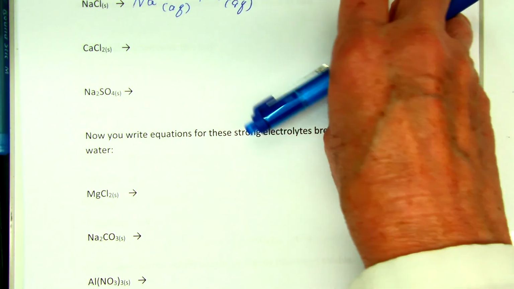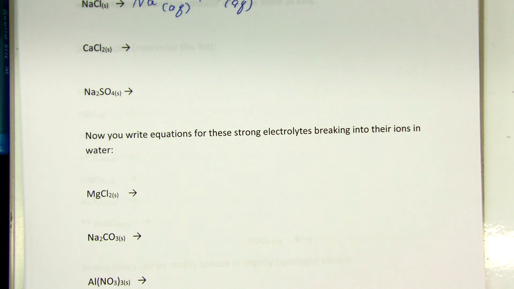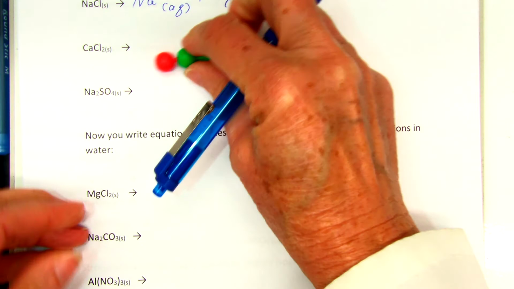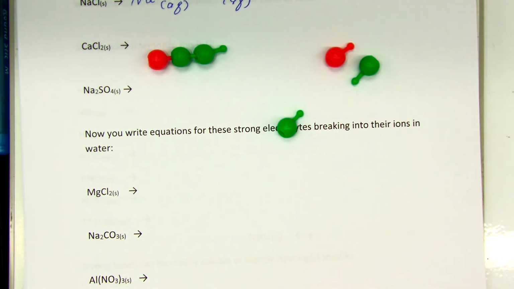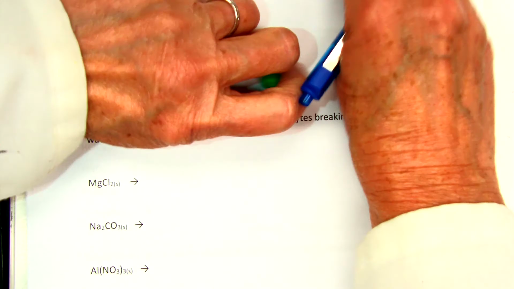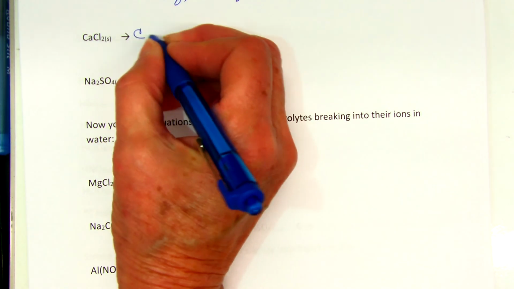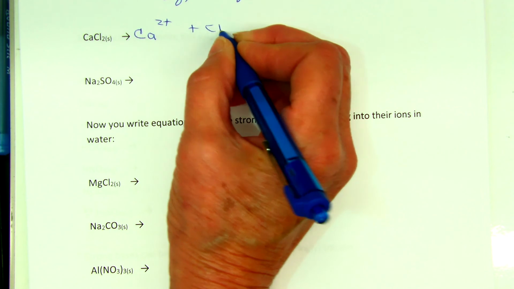Calcium chloride does the same kind of thing, though it's a different formula. If we think of this as calcium chloride, where I'm going to represent the calcium with red, and there are 2 chloride ions, what we see when we look in the beaker, again, is not calcium chloride. It's not sitting there all hooked together. We see a calcium ion and 2 chloride ions. Do you understand the difference, that these things are breaking apart? So we get calcium ions and chloride ions, 2 of them.